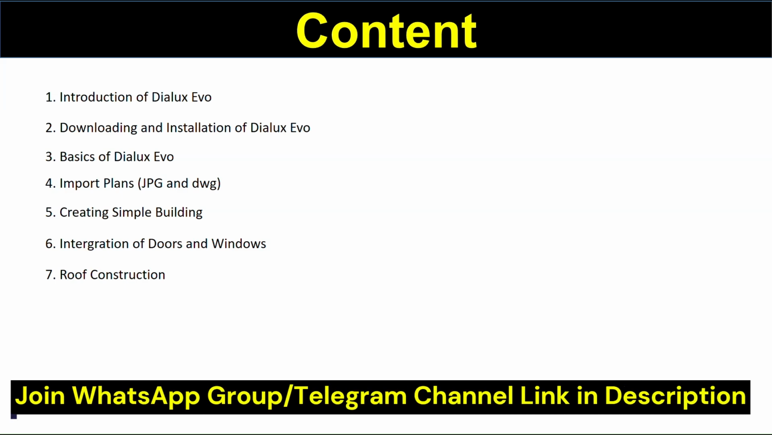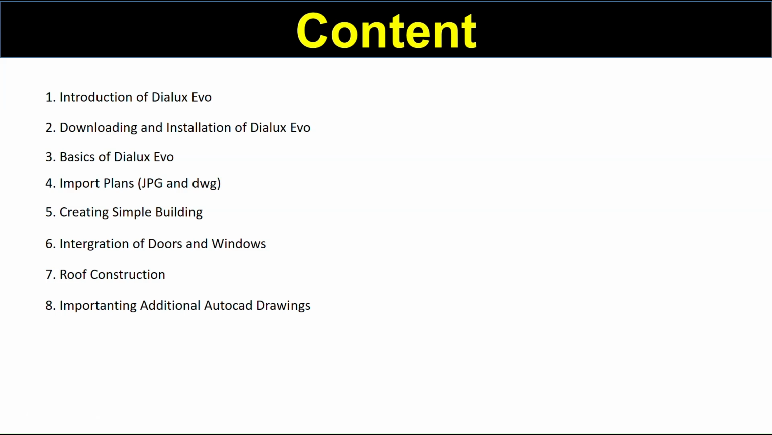Roof construction, and then we will make a roof construction of that building. Importing additional AutoCAD drawings, we can import additional AutoCAD drawings in the Dialux Evo software. Adding floors and stories, then we can add floors, one story, two story, three story buildings. Like that we can add stories, and how we can add a story you can learn also in that.